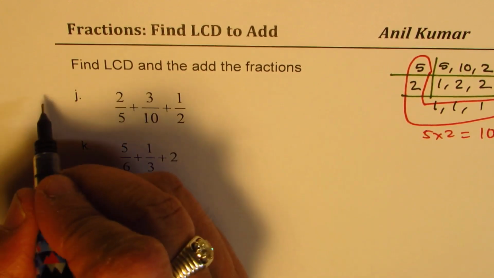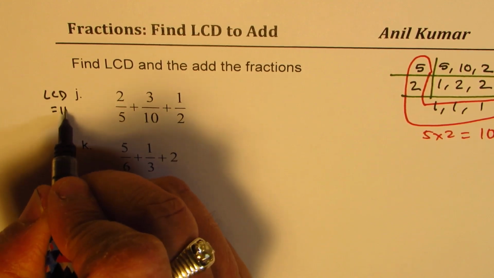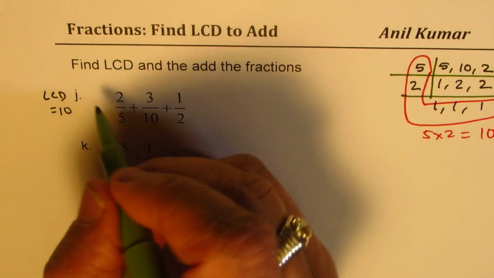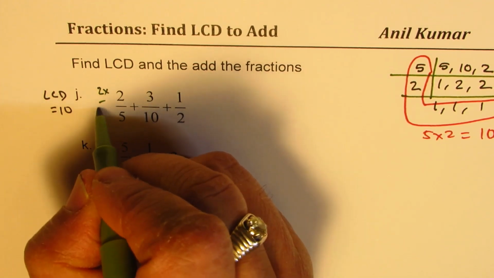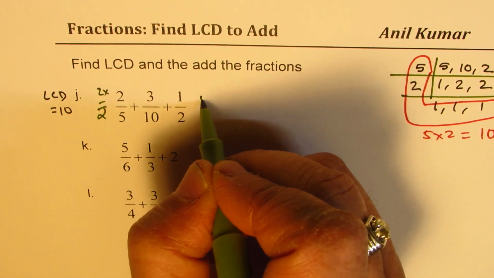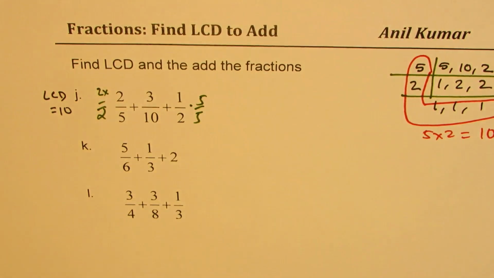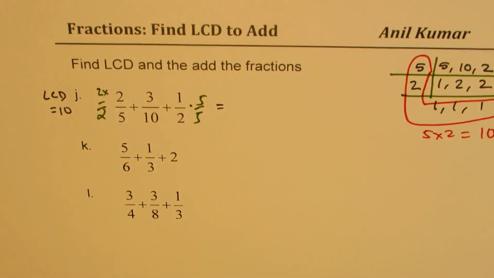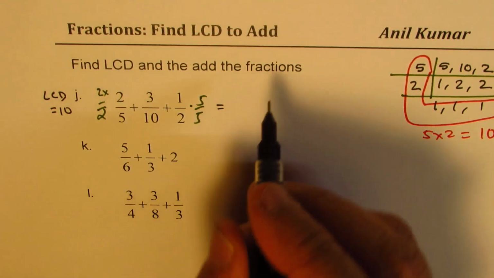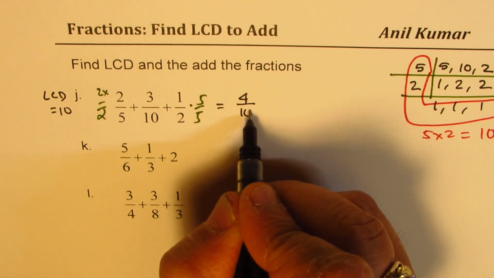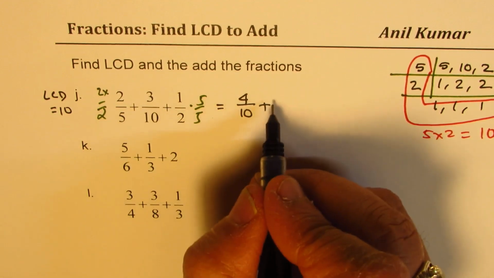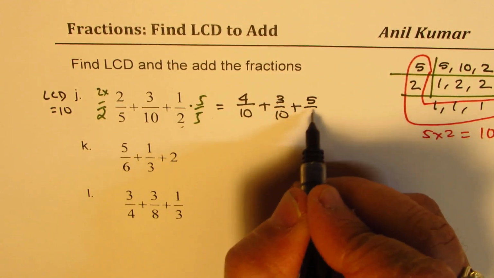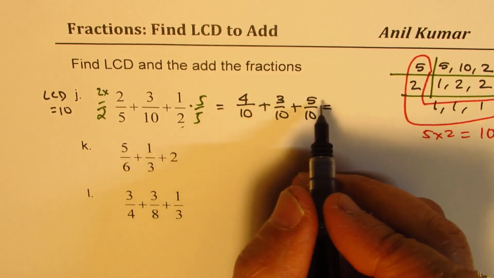So we know here that the lowest common denominator is 10. To make 10, I'll multiply these by 2, right? So I'll multiply these both by 2 and these by 5. Do you understand? So if you do that, I'm doing a shortcut here since you now know the method, right? 2 times 2 is 4. We could write this as 4 over 10 plus 3 over 10 as such. And here 5 over 10. Correct? So now we can add them up.